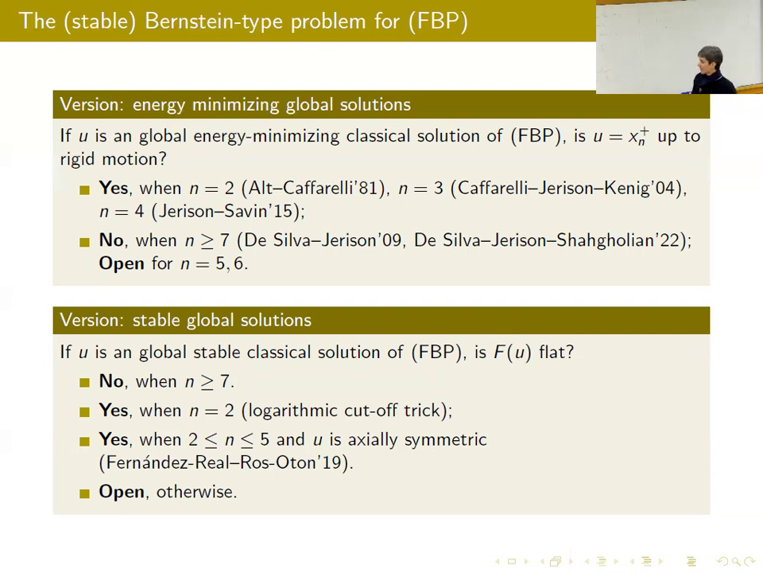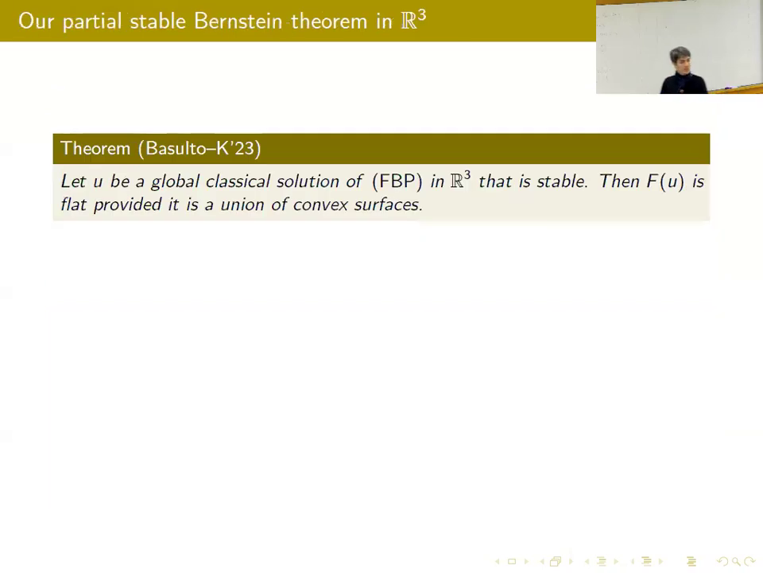So the first result that I'm going to present is a partial result in dimension 3. We showed, with my student Jose, that if you have a global solution that is stable and its free boundary is a union of convex surfaces, then indeed the free boundary needs to be flat. So in particular, solutions that have bubbles in 3D, convex domains of zero phase, or convex unbounded components of the zero phase, these guys do not exist. Well, not stable. They don't exist if you assume stability. This is ruled out.